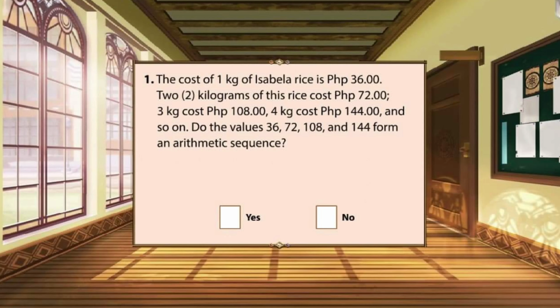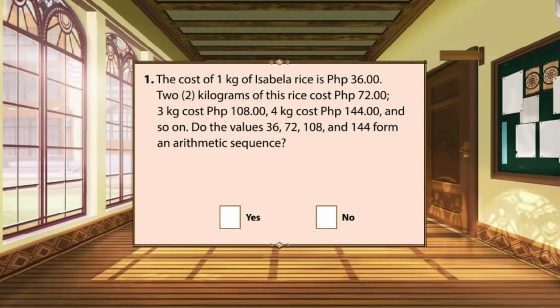Okay, in short, kapag ang sequence ay may common difference, ibig sabihin ito ay arithmetic sequence. So, let's have an example of word problem using arithmetic sequence. The cost of 1 kilogram of Isabela rice is 36 pesos. 2 kilograms of this rice costs 72 pesos. 3 kilograms cost 108 pesos and 4 kilograms cost 144 pesos and so on.